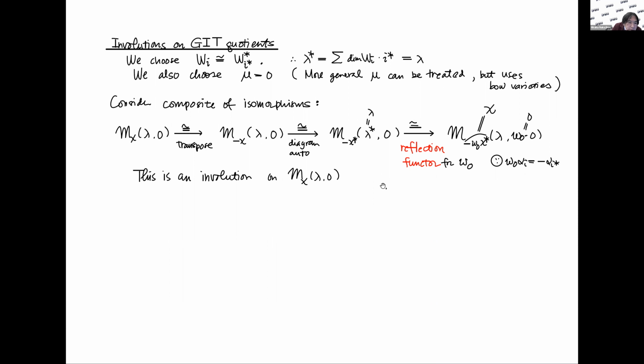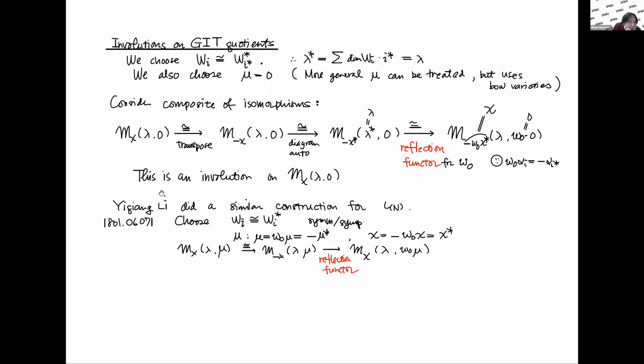So anyway, this is the reason why I studied reflection. And H.N. Lee considered a similar construction for involution for the intersection of nilpotent orbit and slices. So this is the number for the arXiv.